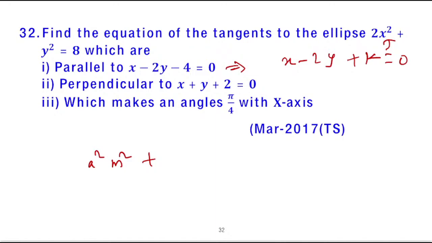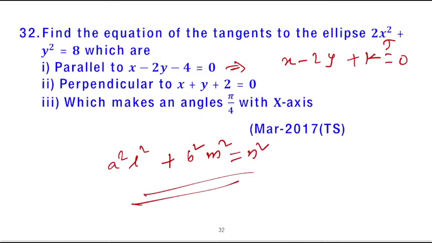So assume the tangent which is parallel to this is x minus 2y plus k equal to 0. Therefore this is a tangent condition, means a square l square plus b square m square is equal to n square. Isn't this the condition of tangency? So you apply it there and put it, you will get the k value. Put that k back here and it becomes the answer.